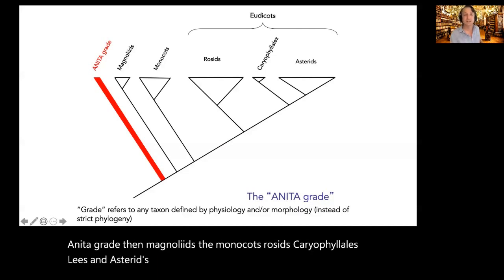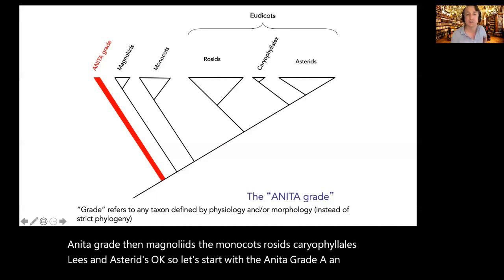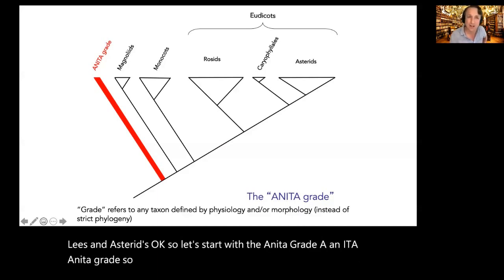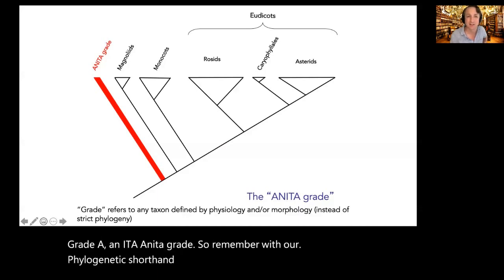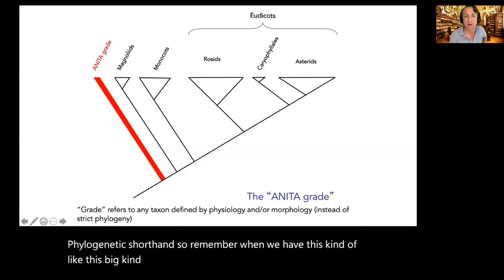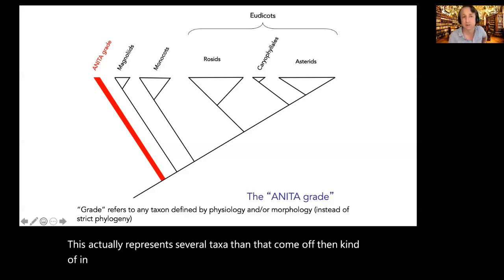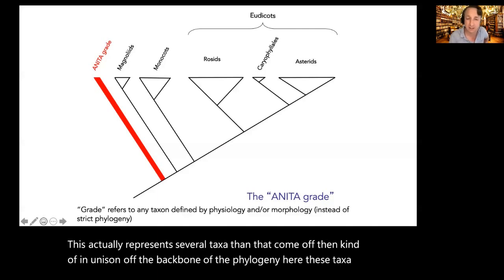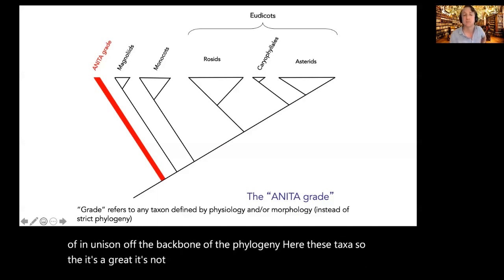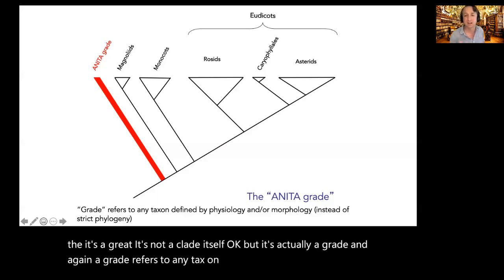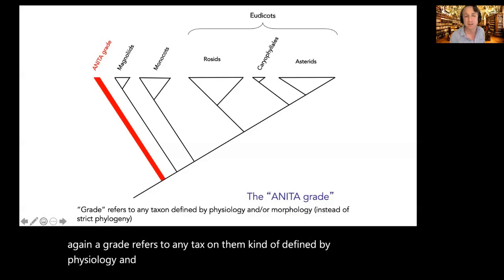Okay, so let's start with the ANITA grade, A-N-I-T-A, ANITA grade. So remember with our phylogenetic shorthand, when we have this kind of big block here coming off the base, this actually represents several taxa that come off in unison off the backbone of the phylogeny here. So it's a grade. It's not a clade itself, okay, but it's actually a grade. And again, a grade refers to any taxon defined by physiology and morphology, instead of strict phylogeny because it's not a pure clade.